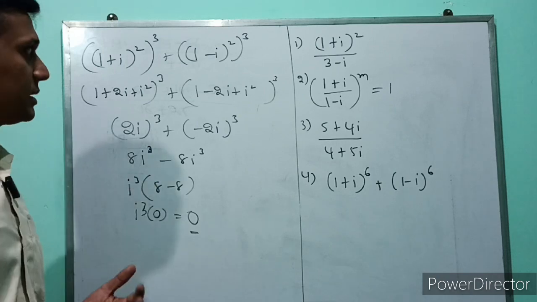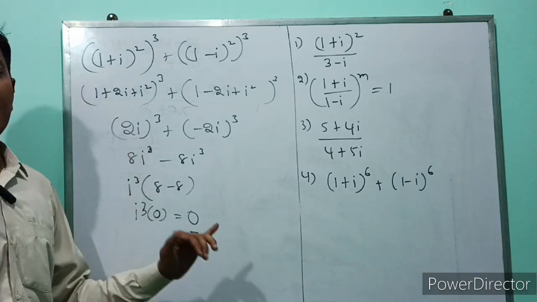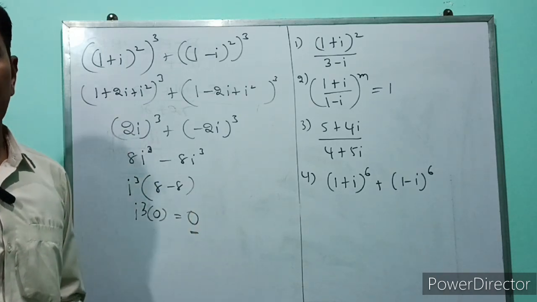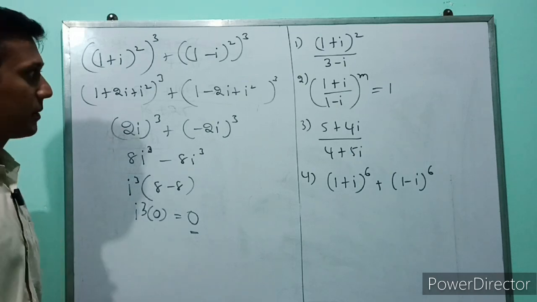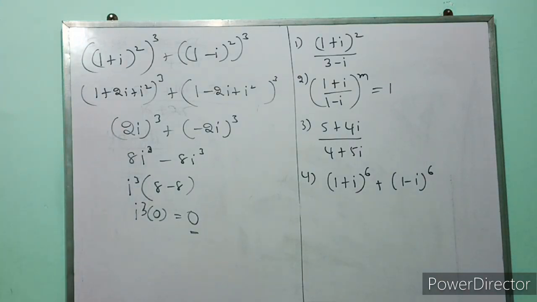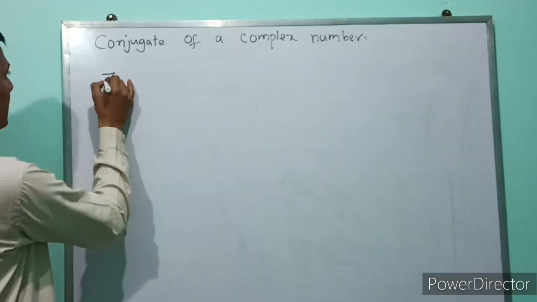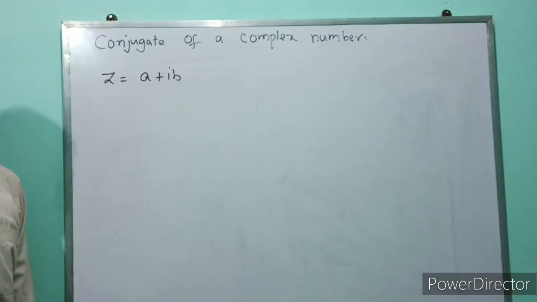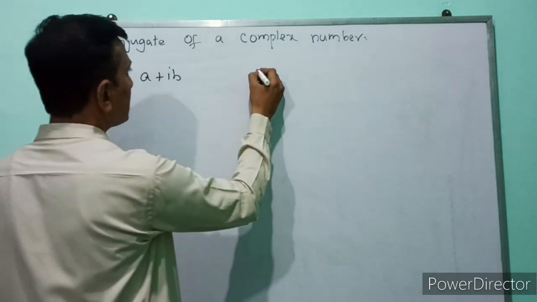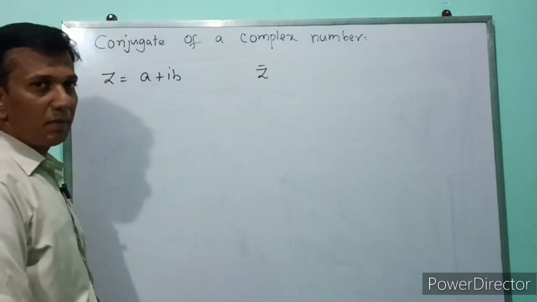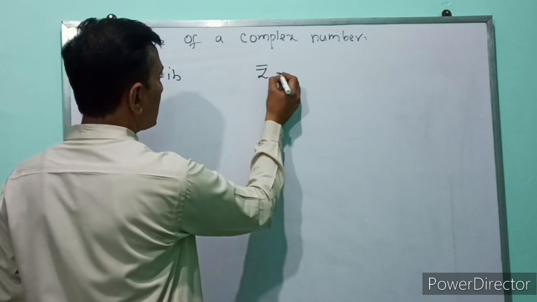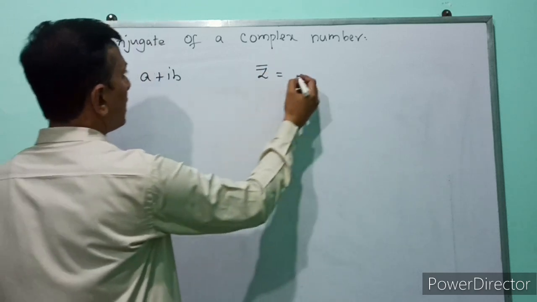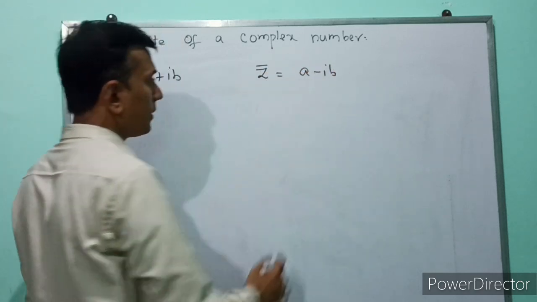So that is the simplification of problems based on the algebraic operations of complex numbers. In the next section we are going to discuss the properties of the conjugate of a complex number. If z is equal to a plus ib is a complex number, then its conjugate will be given by z bar or z dash, a minus ib.